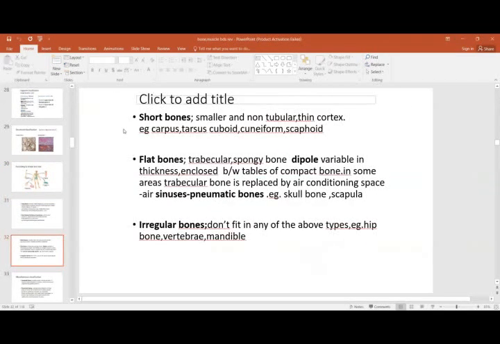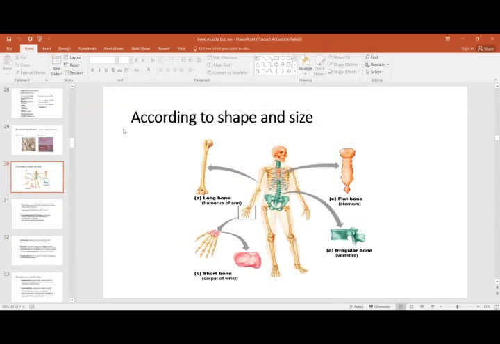Then you have irregular bones, which do not fit into any category, and these are labeled as your vertebrae. These are irregular. So you have long bones, miniature long bones, short bones, flat bones, and then irregular bones. They are all according to the shape.